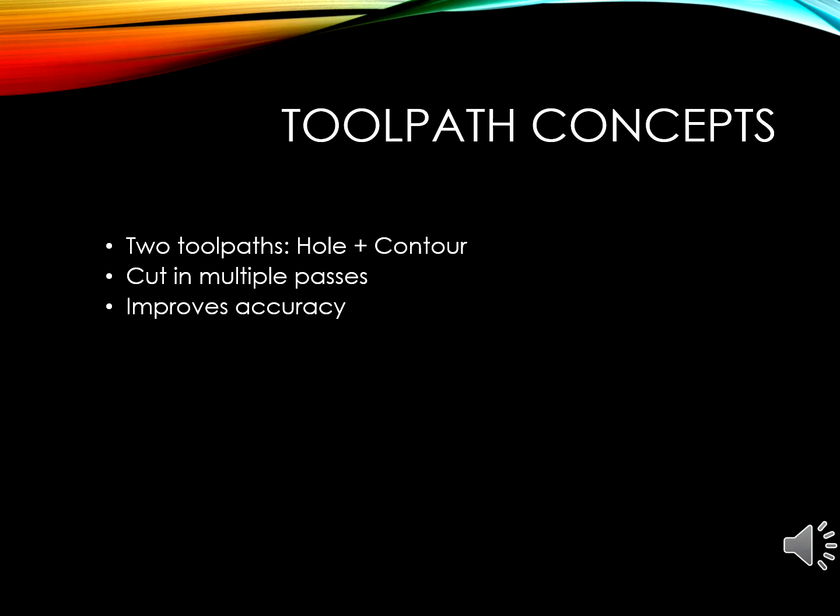Preparing the tool path concepts. Before writing any code, it's useful to visualize how the tool will move. The cutting process has two major tool paths. The first is the circular hole at point O, and the second is the outer rectangular contour. Because the material is 10 mm thick, we will cut in multiple depth passes rather than cutting the full depth all at once. This prevents tool breakage, reduces heat, and improves dimensional accuracy.